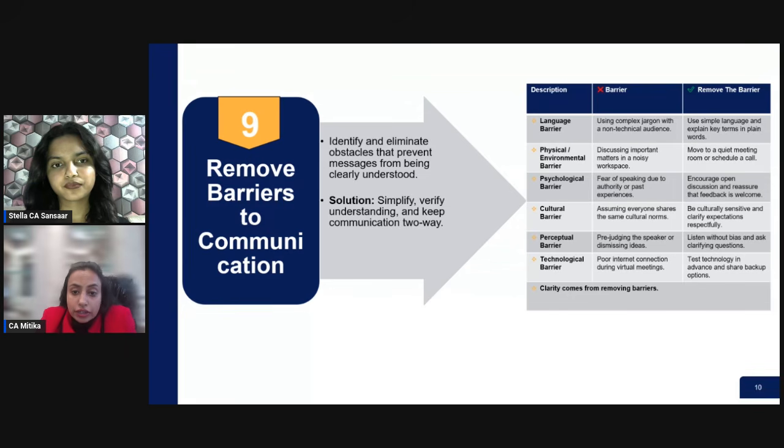Now let's talk of a technological barrier, where due to poor connection, we are not able to have our virtual meetings. So always test and check your connections and have a plan B in case of an important one. So what is the key takeaway? Clarity comes from removing barriers. I will repeat, clarity comes from removing the barriers.